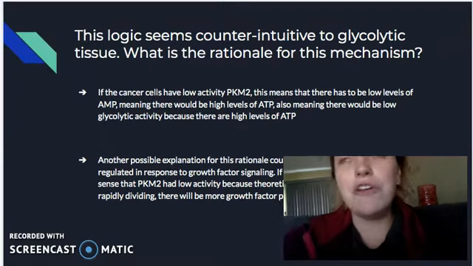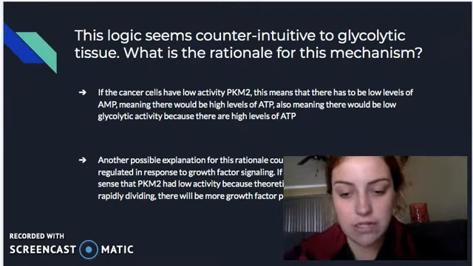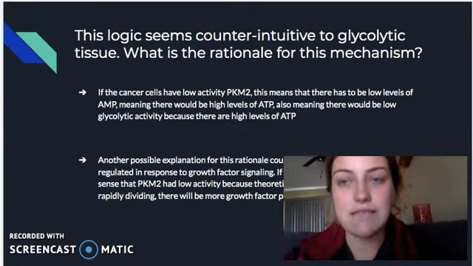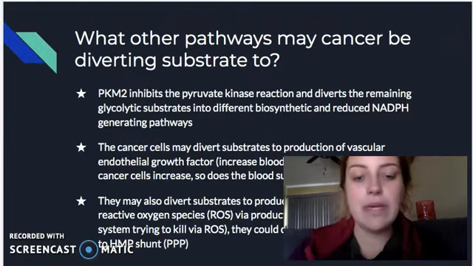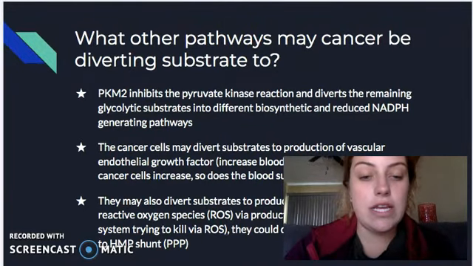Like I said, I don't know if it's right, but again, I think the point is to critically think and see where we go with it. So then the third part of this question, what other pathways may cancer be diverting substrate to?